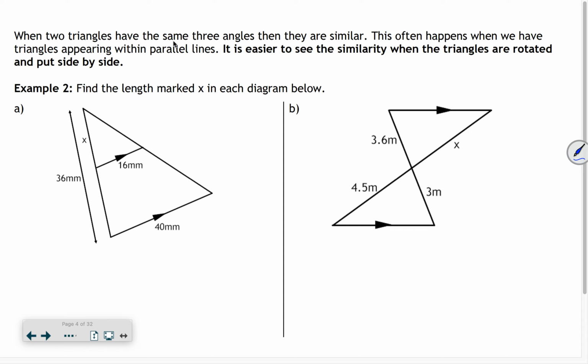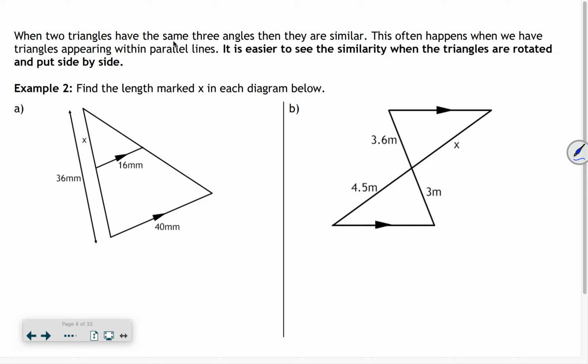So this often happens when we have triangles that appear within parallel lines. And the last time we've seen this would have been back in first year, when we were looking at identifying the angles. Thankfully here we don't have to identify angles, all we need to do is work out the missing shapes. But when you're looking at these, it's often handy if you were to take the shapes and draw them so that you can have the shapes side by side. This is similar to the way we had it in example 1.